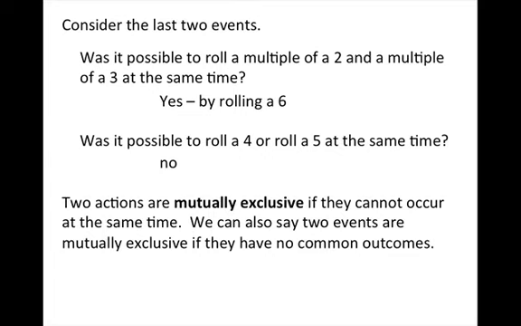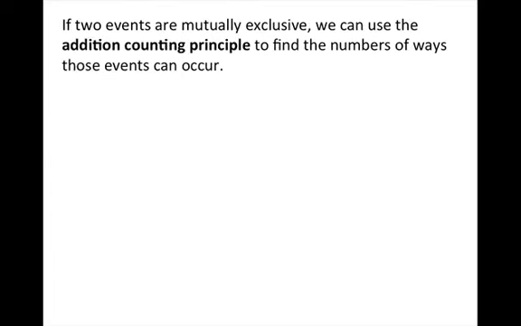Two events are mutually exclusive if they cannot occur at the same time. We can also say 2 events are mutually exclusive if they have no common outcomes. So rolling a 4 and rolling a 5 are mutually exclusive because they cannot happen at the same time. If 2 events are mutually exclusive, we can use the addition counting principle to find the number of ways these events can occur.